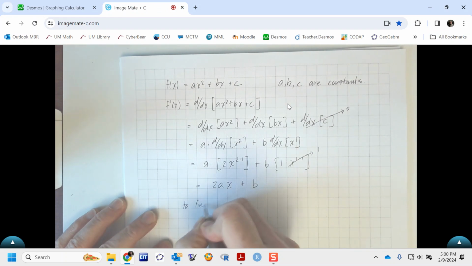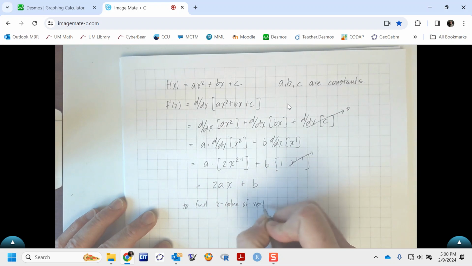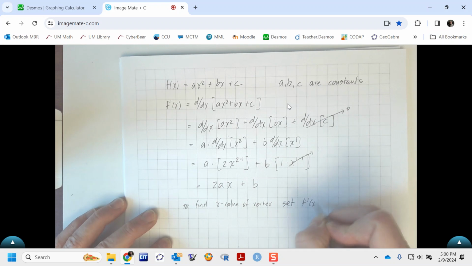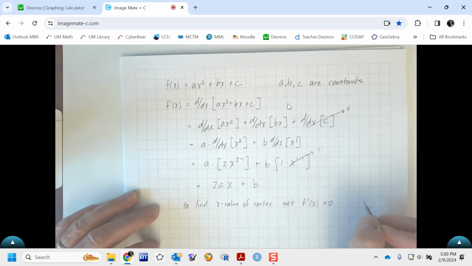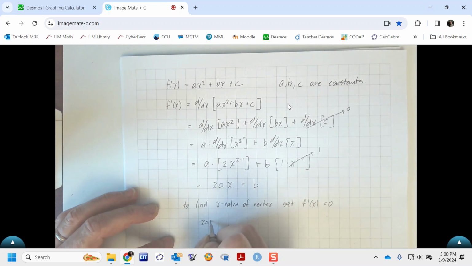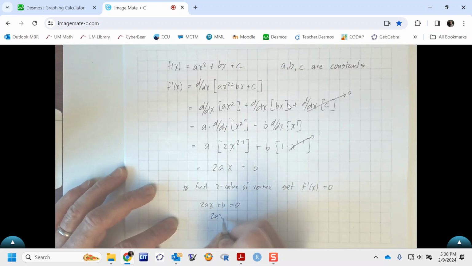To find the x value of the vertex, set f prime of x equal to 0, right? Find the spot where the slope of the function is equal to 0. This is the slope of the function, so where is 2ax plus b equal to 0? Well, I'm going to solve for x here. I'll get 2ax equals negative b, and I'll get x equal to negative b over 2a, right? So this value of x is where that function is.